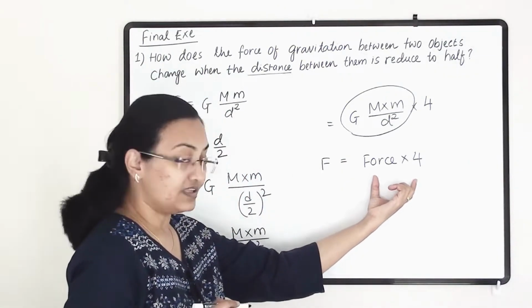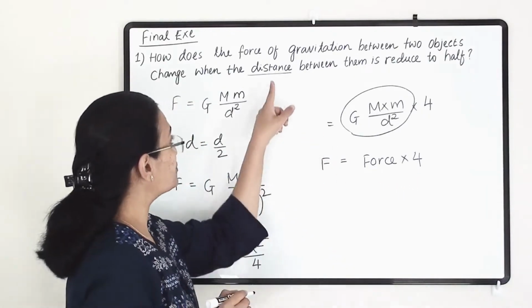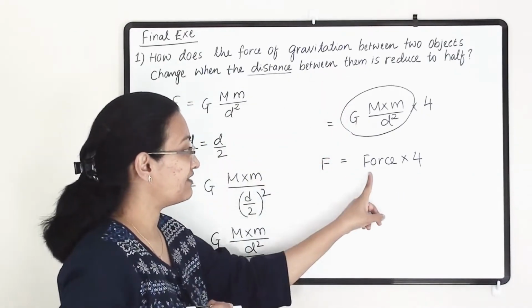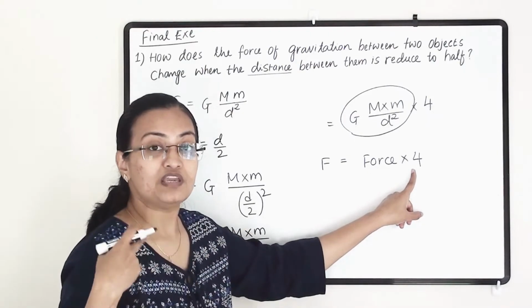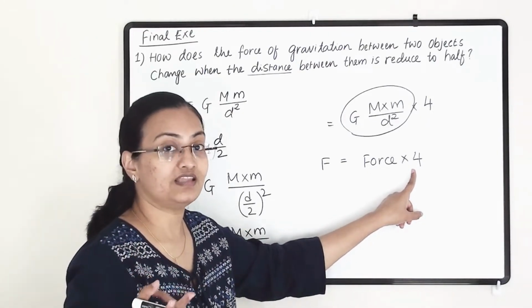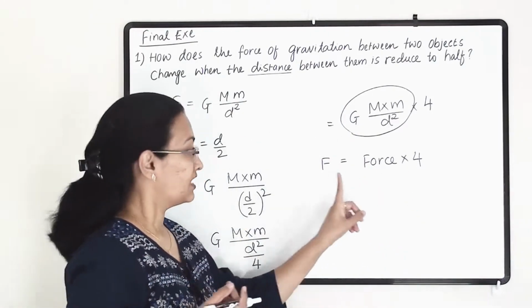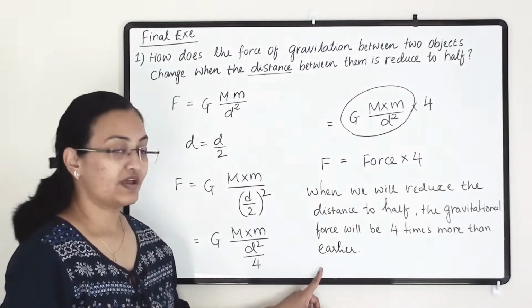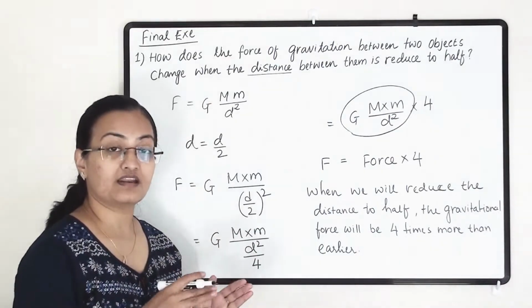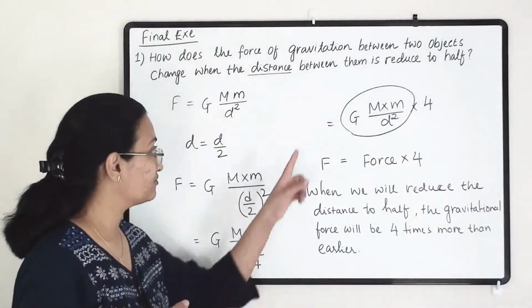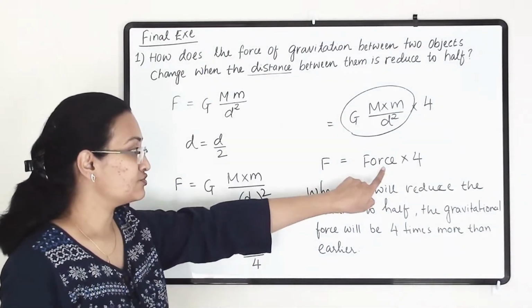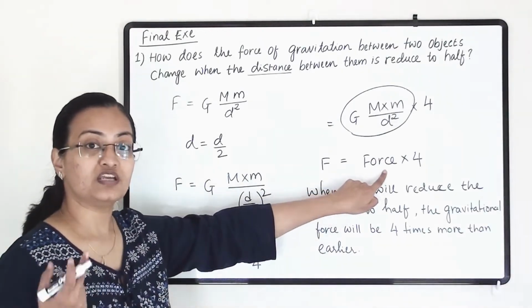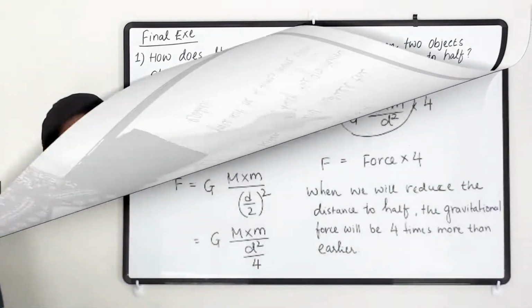That means if we reduce the distance to half, the gravitational force will be 4 times more than the earlier force. As distance is lesser, the gravitational force will be higher. So we have reduced the distance to half, so the gravitational force has increased to 4 times.